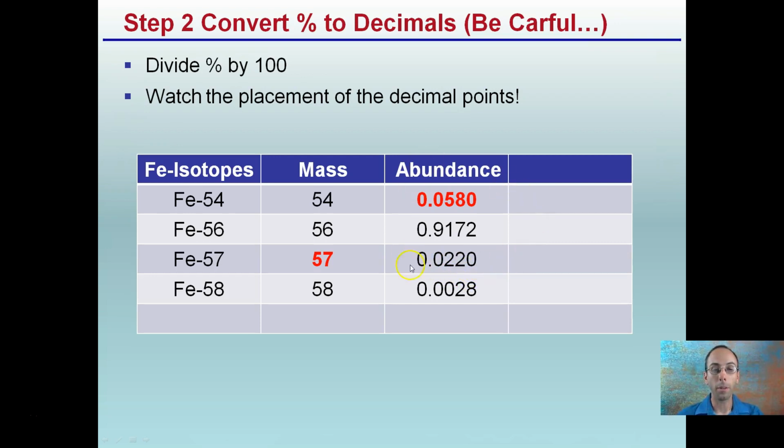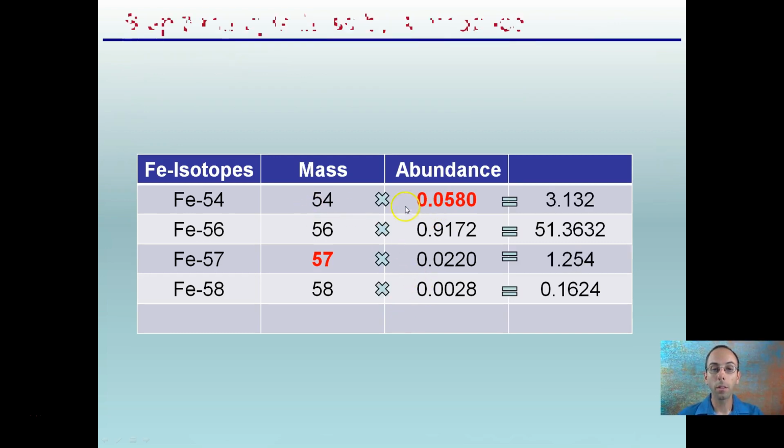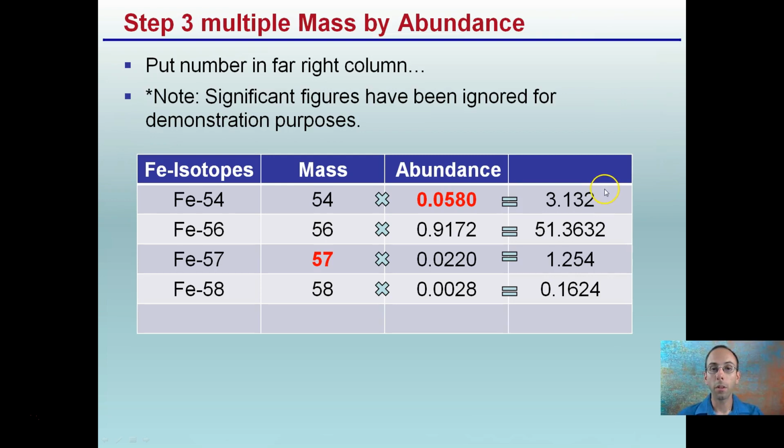is our abundance. Now, just like we did previously, we're going to multiply the mass by the abundance and put the number in the right column here. Note, significant figures have been ignored for demonstration purposes. If we go over significant figures right now, we're just trying to get you to understand the basic process. So this is all of our mass times abundance, gives us our answers. Again, in red, are just the items that were left out from the original example.